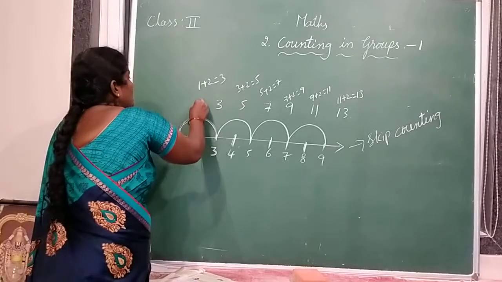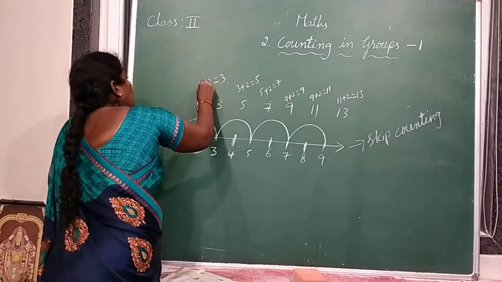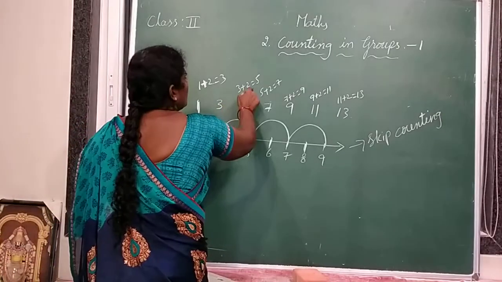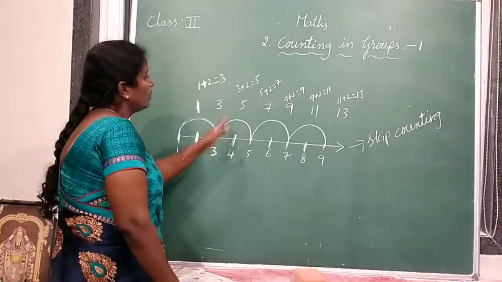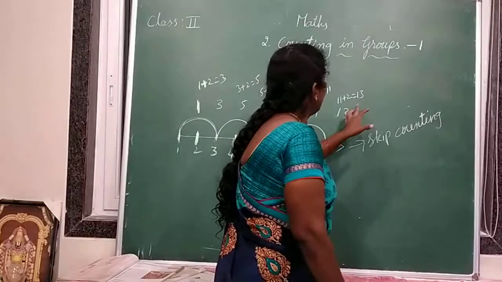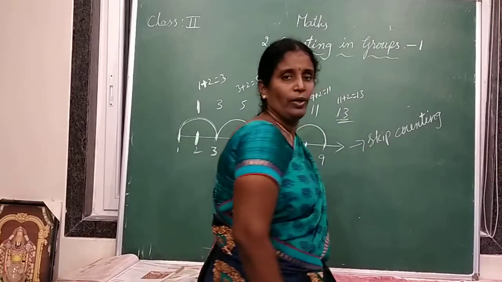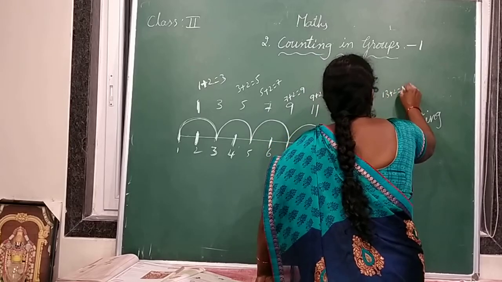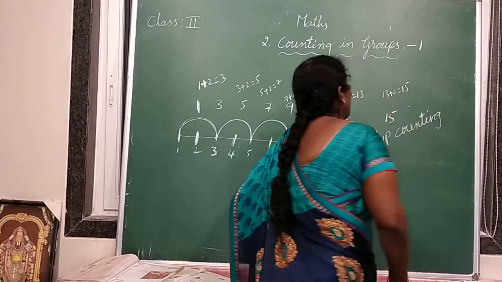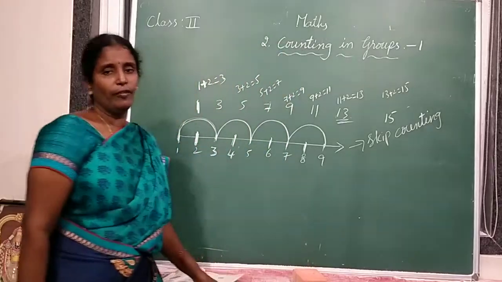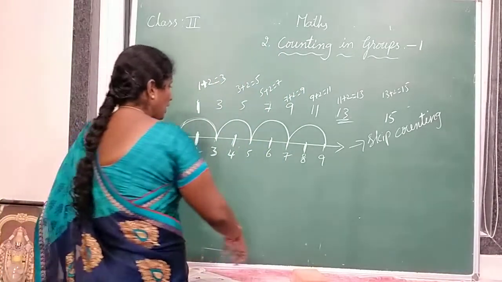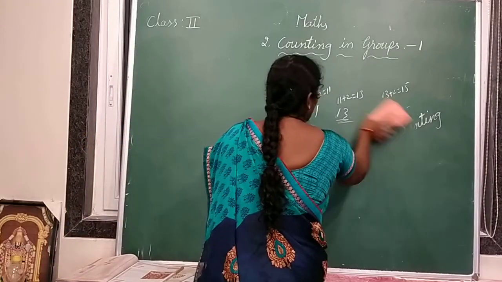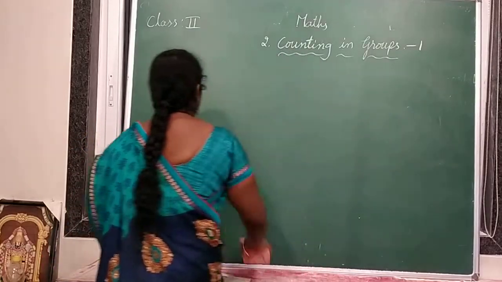So this is a number now. If you add 2, again you will get the next number. So 3 plus 2 is 5. So to get the next number, we have to add 2 to 13. So 13 plus 2 is how much? 15. So what is the next number in this skip counting? 15. Understood?